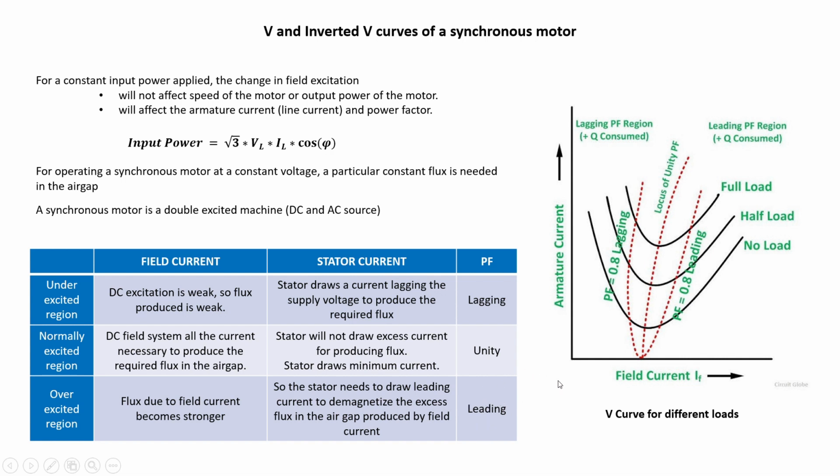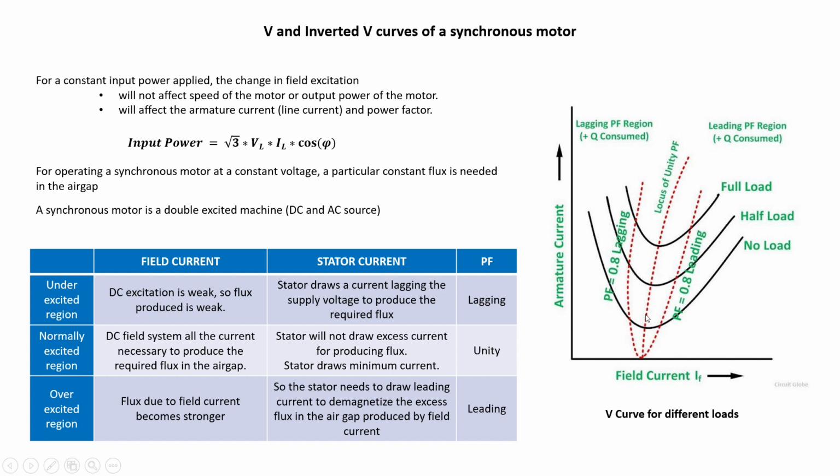When the armature current is minimum and power factor is unity, the corresponding field current is known as the normal field current for the particular load. For example, let us consider this no load V curve. In this V curve, this point corresponds to the normal field current. This normal field current will increase as the load increases. In this graph, the central axis shifts to the right as the load increases.